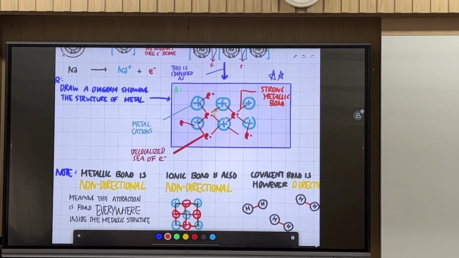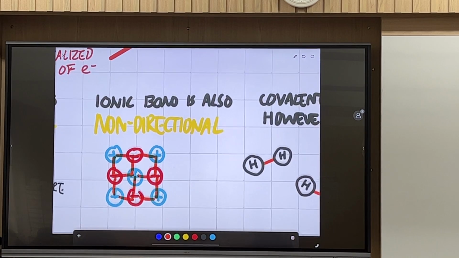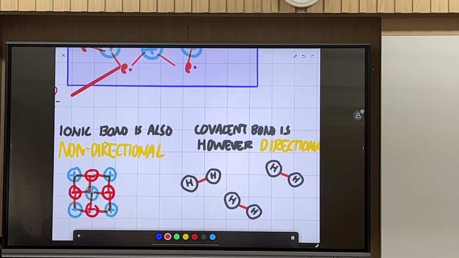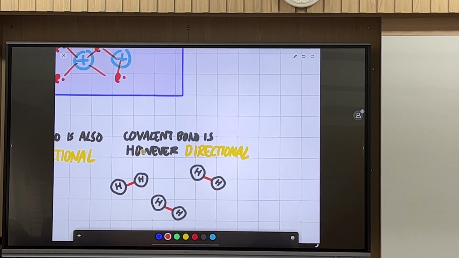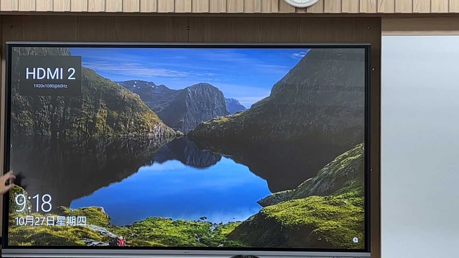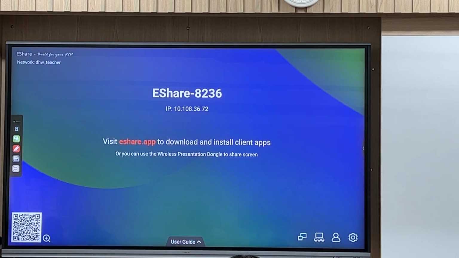Take a look at this diagram again. In metallic structure, you see metallic bond everywhere, so non-directional. In giant ionic structure, you see ionic bonds everywhere, so it's non-directional. But in covalent bond, you only see covalent bonds in between the atoms. You don't see it outside these atoms. Not in this space, not in this space. So therefore, it is directional.